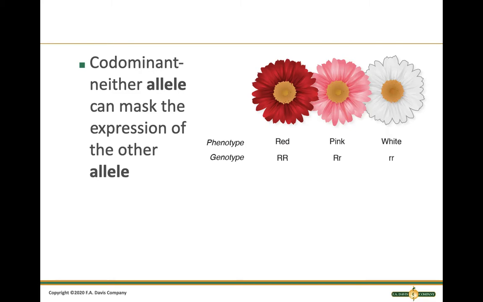This is an example from plants. Some of these flowers from one plant are going to be red, and then some are going to be white. The red is denoted with the genotype capital R, and the white is little r. But if you mix them together, you'll get pink flowers. If it was a dominant recessive relationship, you would get either red flowers or white flowers. But since they're codominant, you can get pink.